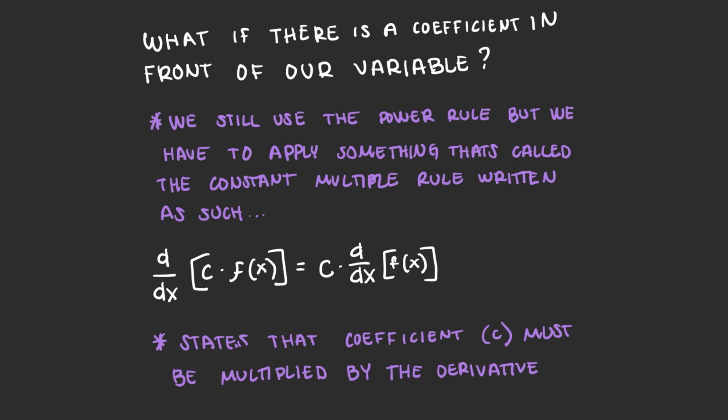Okay, so what happens if we're asked to solve a derivative that has a coefficient in front of our variable? We're still going to use the power rule, but we also have to apply something that's called the constant multiple rule, which is written like this. d/dx of c, which is our constant, times f of x equals c times the derivative of f of x. So really all it's stating is that our coefficient has to be multiplied by the derivative right here. But let's work through some examples to make this a bit more clear.